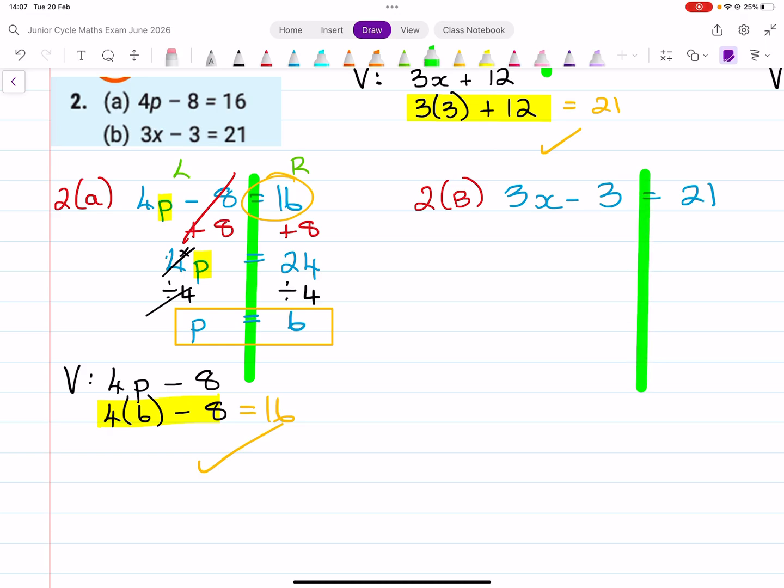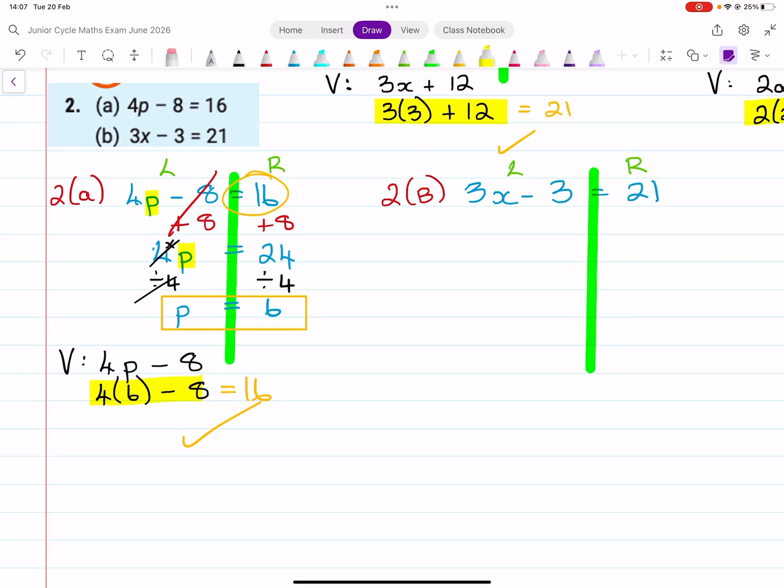Drop this down to identify my left and my right. I want to isolate my x. I have a minus 3, so plus 3 is the inverse. But I'll have to plus 3 over here. Tidy up, 3x equals 21 plus 3, which is 24.